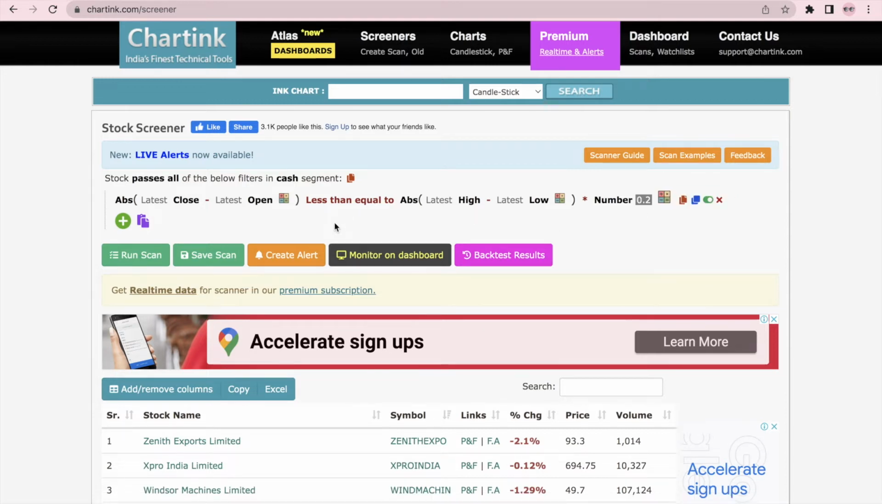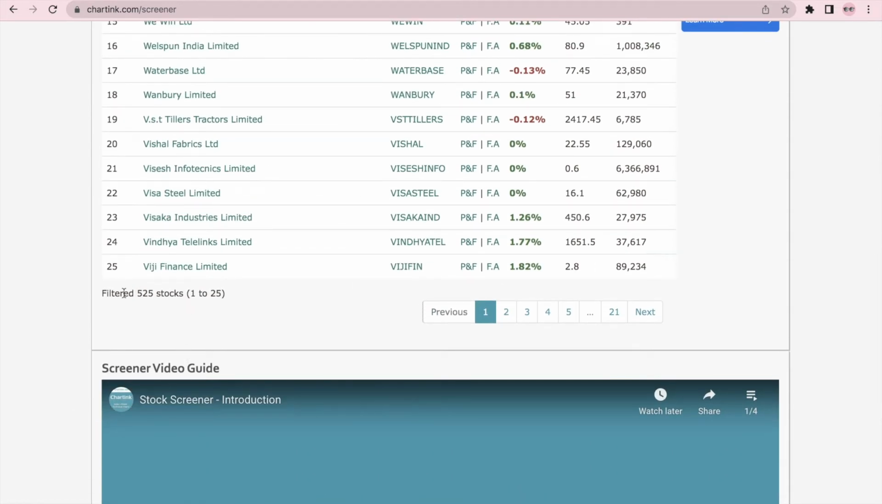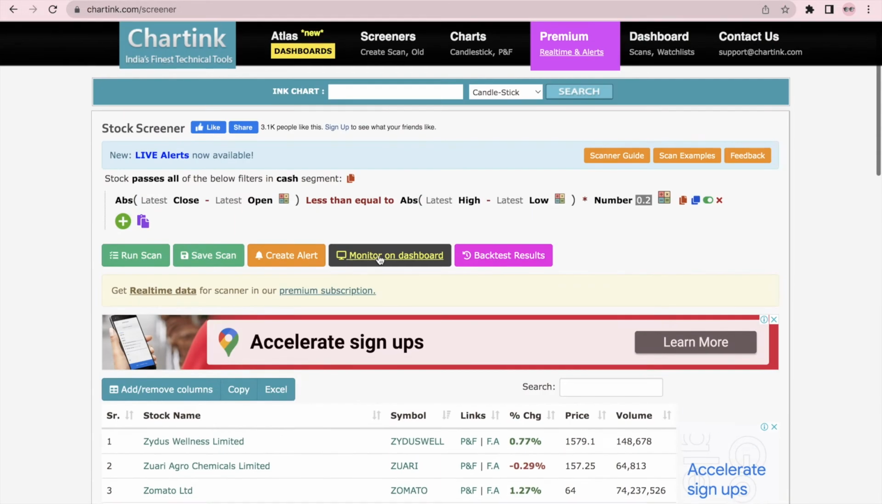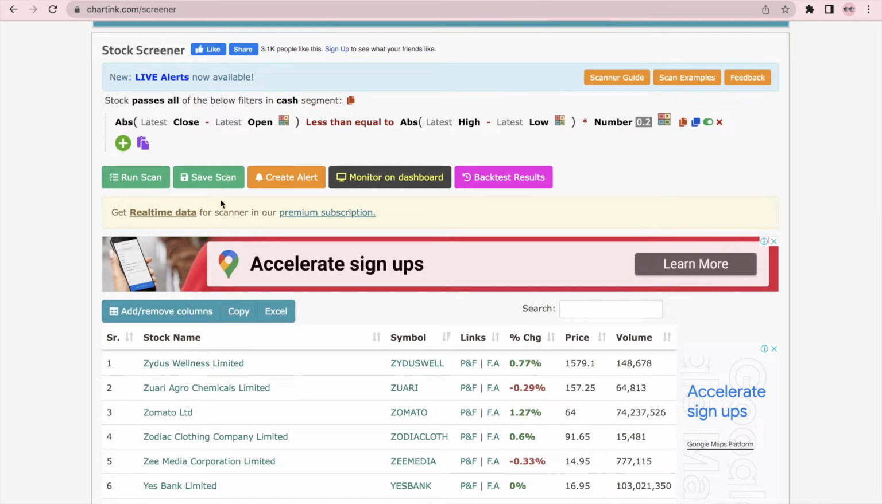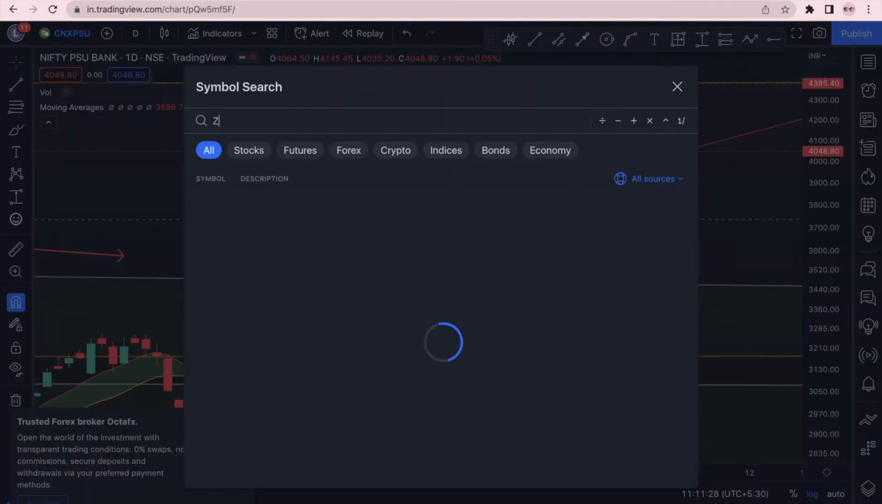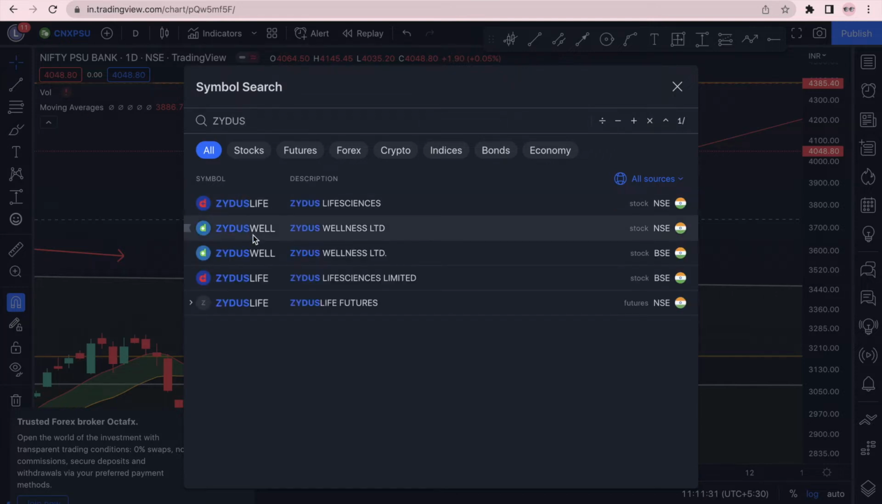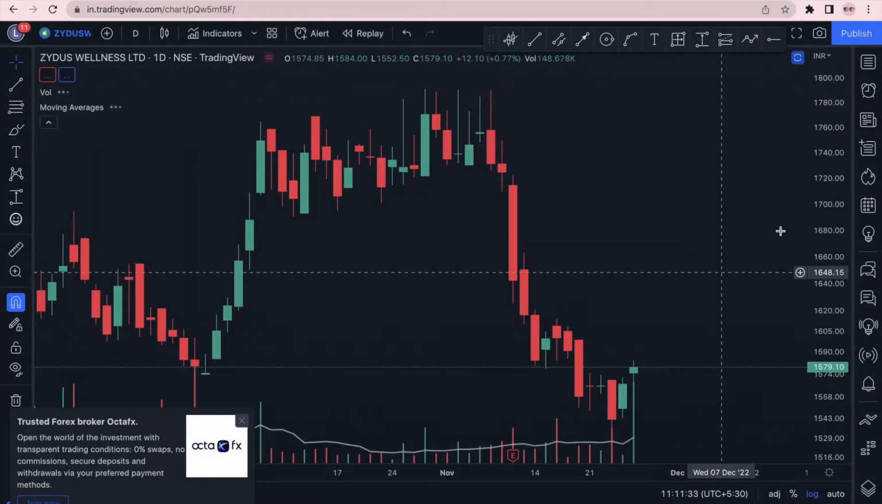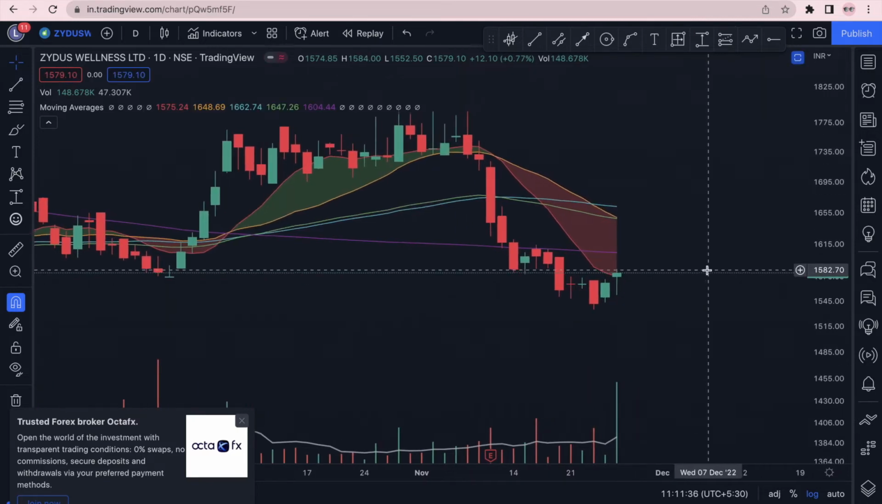Okay, so now let's say the absolute range is 10 points or 10 rupees. So 10 into 0.2 would be 2 rupees. So I want my close minus open, the body of the candle, less than or equal to 2 rupees. Okay, so if you run this, you will see that there are 525 stocks which have this kind of a candle. Let's quickly see what Zydus Wellness looks like. Okay, so Zydus Wellness is actually giving you a bullish pin bar.